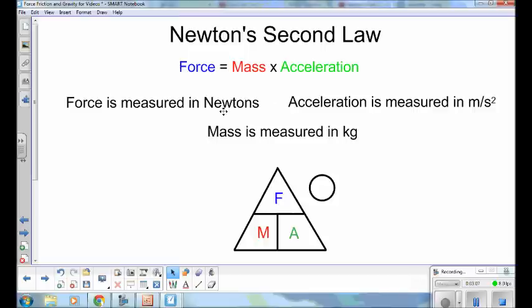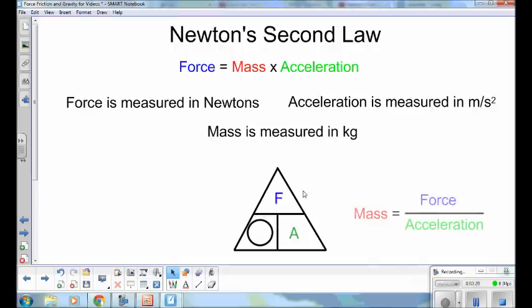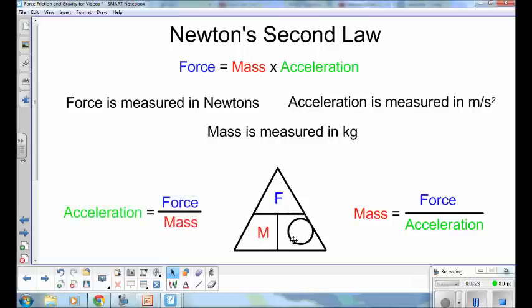So now that you have that in mind, what I'd like to do is go back down to this force triangle. And if you recall, I can cover up force and I get mass times acceleration. If I cover up mass, I get force divided by acceleration. And if I cover up acceleration, I get force divided by mass. So you're going to be able to use this force triangle in order to solve any of the problems you have around Newton's second law.